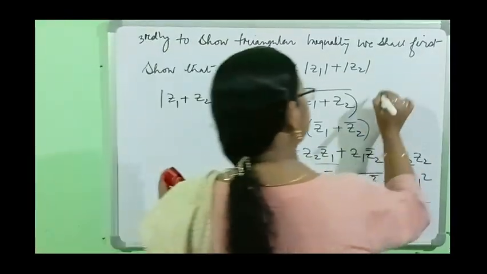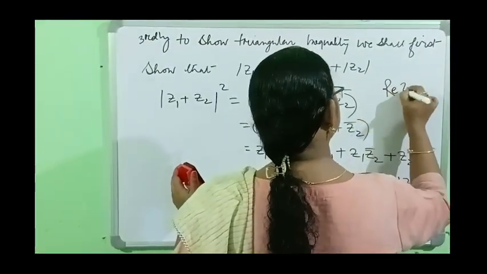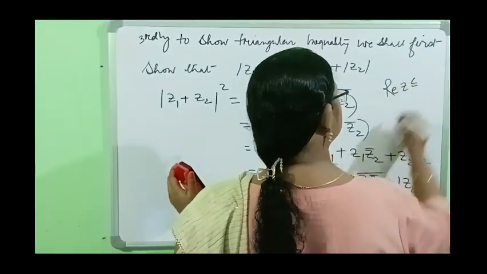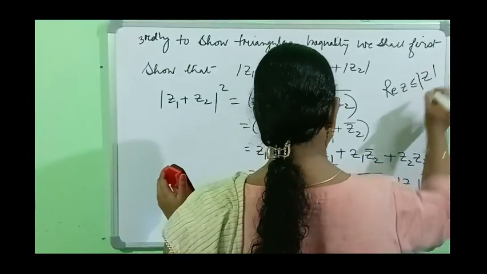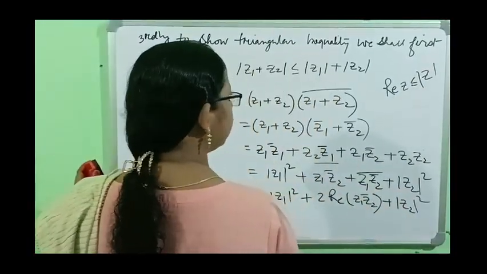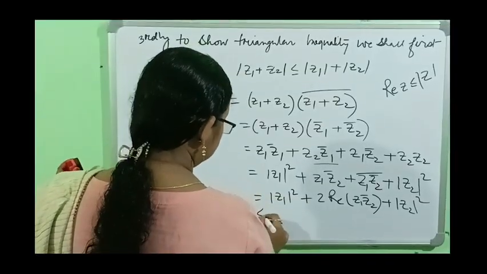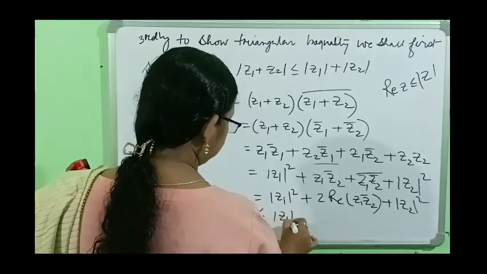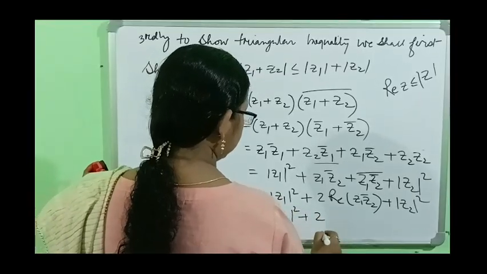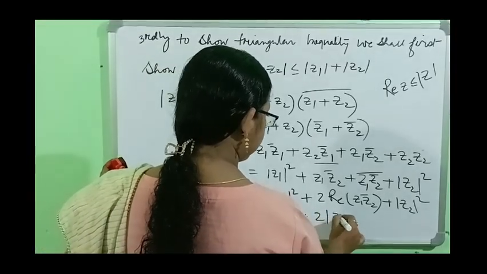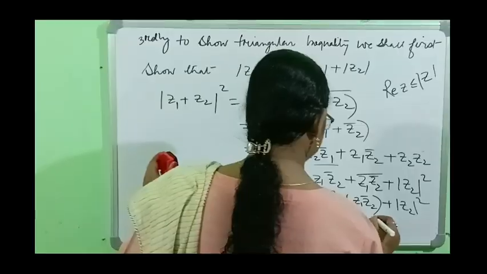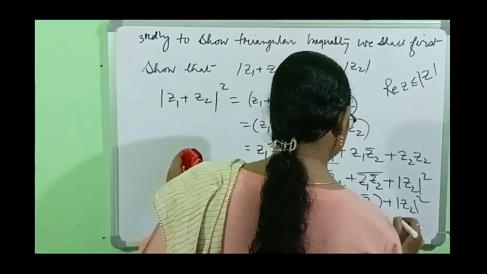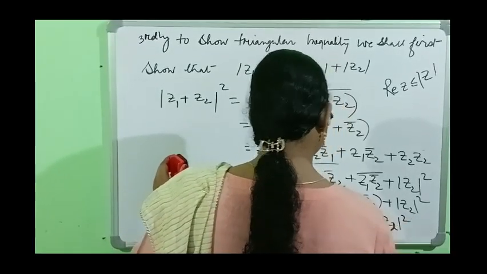Next, the real part of any complex number is always less than or equal to the modulus of the complex number. So this can be written as less than or equal to modulus z1 square plus 2 modulus of z1 z2 conjugate plus modulus of z2 square.